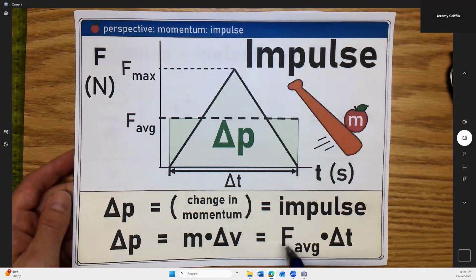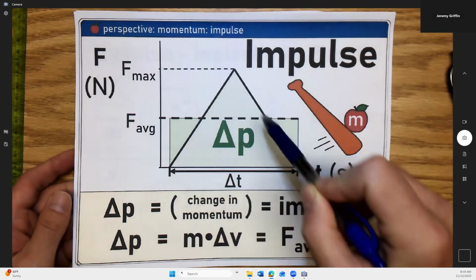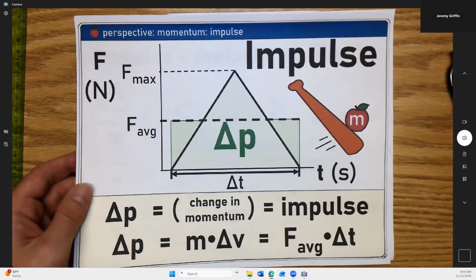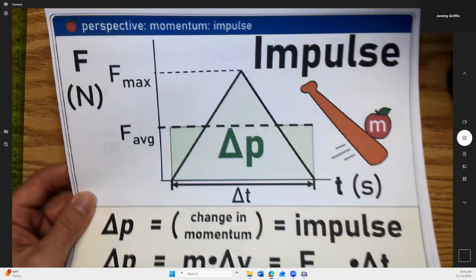And you get that by applying some force for some time. So it could be an average force for some time, or on a graph of force versus time it's the area under the curve. Okay. All right, so you guys good there? All right, that's the main ones.